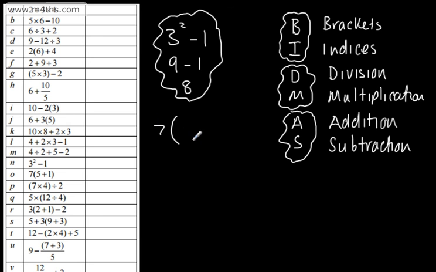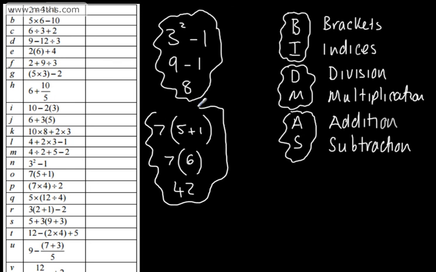Okay, we've got the next one. 7 lots of 5 plus 1. Here we've got brackets. It's a very basic example, but we do the brackets first. 5 plus 1 is 6. 7 times by 6, that's multiplication. That gives us 42. You could, of course, multiply this out. 7 times by 5 is 35. 7 times by 1 is 7. Add them together. It's a lot easier just to carry out that straightforward calculation.